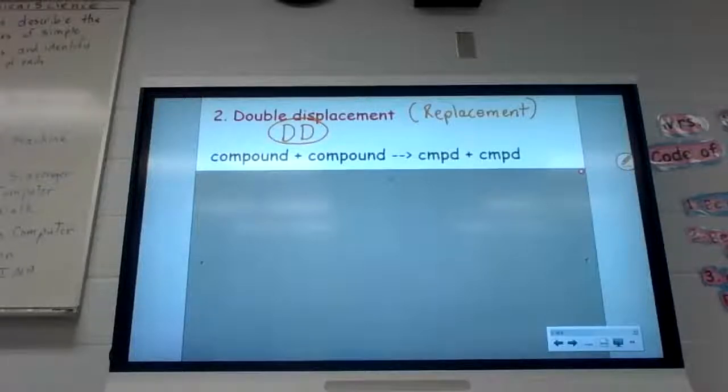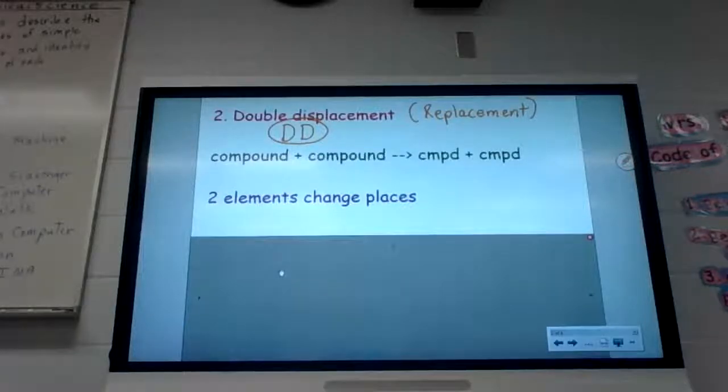Gonna need it. Now, because it's a replacement or displacement reaction, again, two elements have to change places. These are the only two reactions where things change places. Yes, both of these change places. That's why they're called displacement or replacement. And they work the same way. So even if we don't get to double displacement today, it works the same way if we do it tomorrow. Once you know how to do one, you know how to do the other. The other three are completely different.